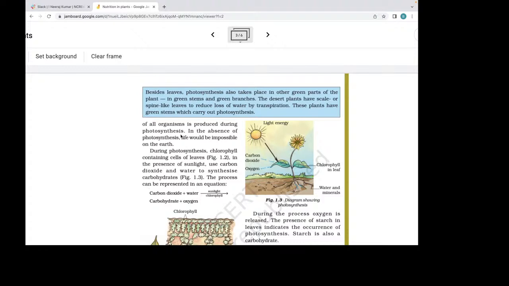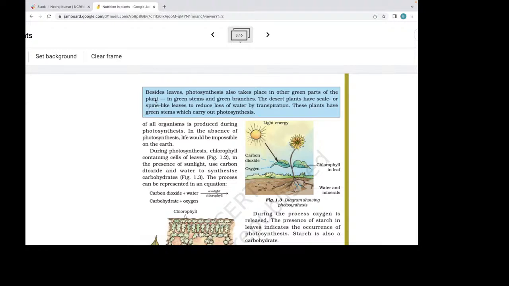So that is why photosynthesis is very, very important. In the absence of photosynthesis, life would be impossible on earth, because it makes us eat the food, it makes us breathe the oxygen. And both of these are very important for our survival.